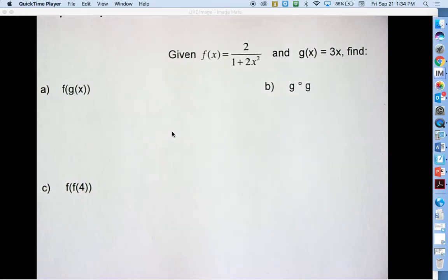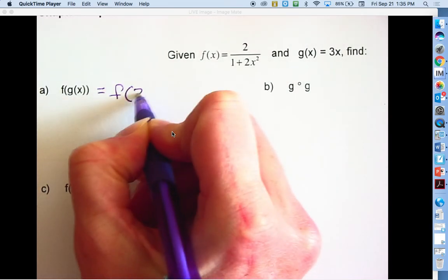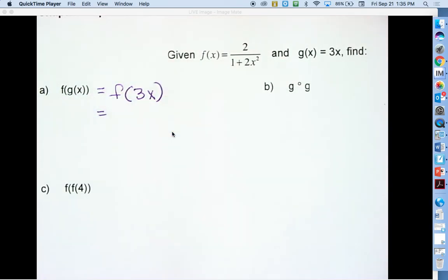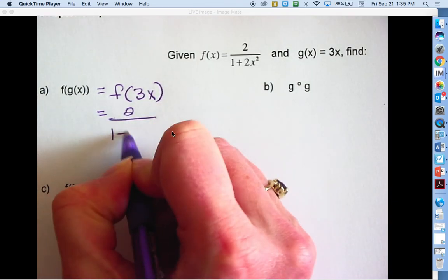So what does that mean we're doing there, Chelsea? F of g of x. You're plugging in for x for f, the g of x. Yeah. So g of x is 3x. What does it look like when you plug it in? 2 over 1 plus 2 times 3x.